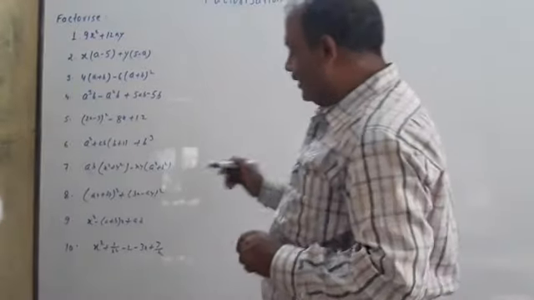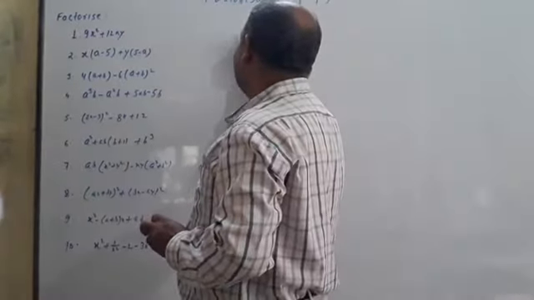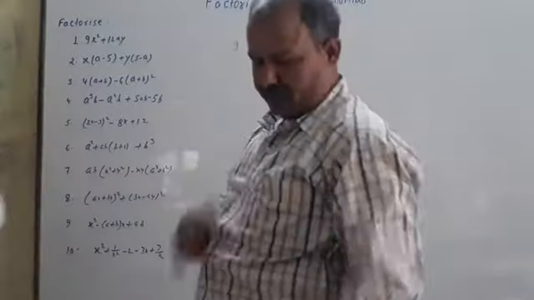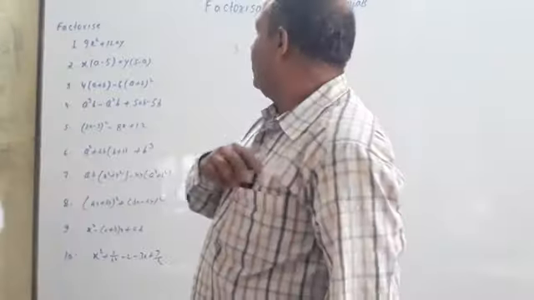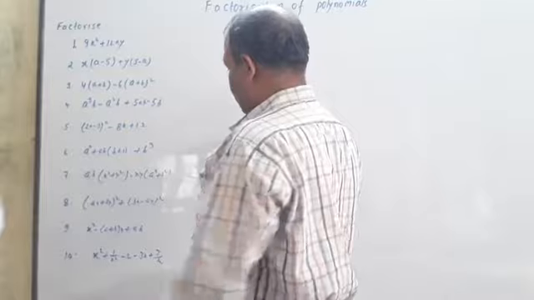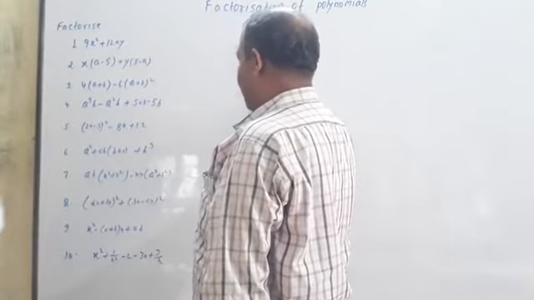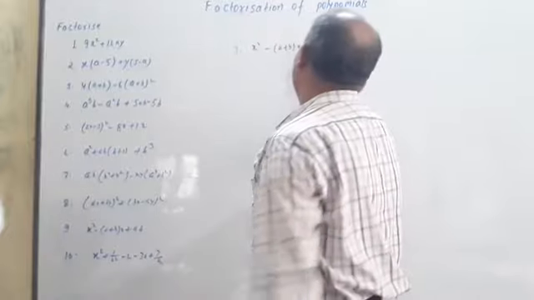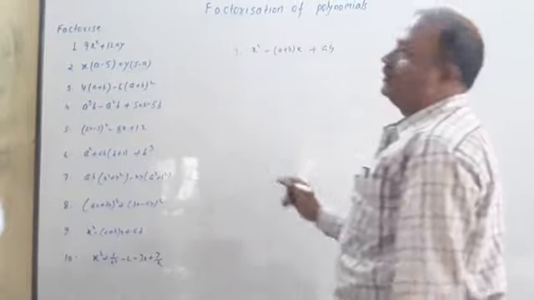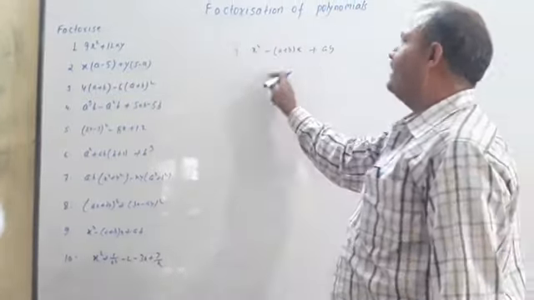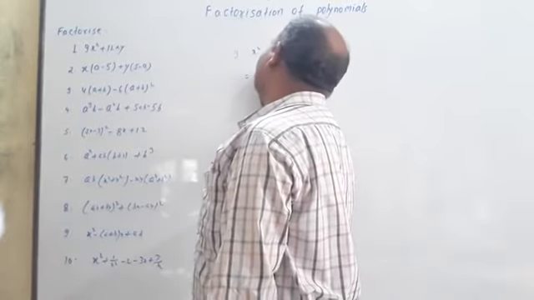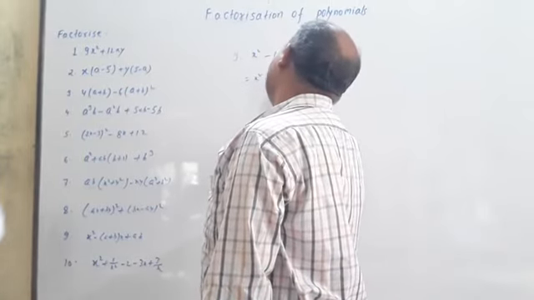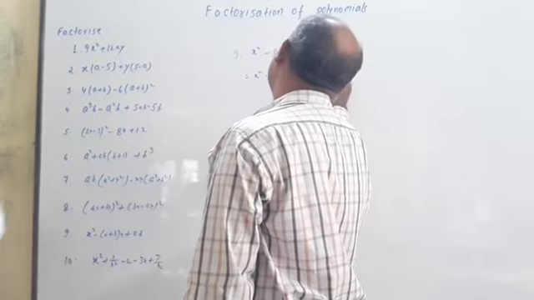Now we come to the next problem, 9th. It is x square minus a plus b into x plus ab. First of all, we have to break this middle term: x square minus ax minus bx plus ab.